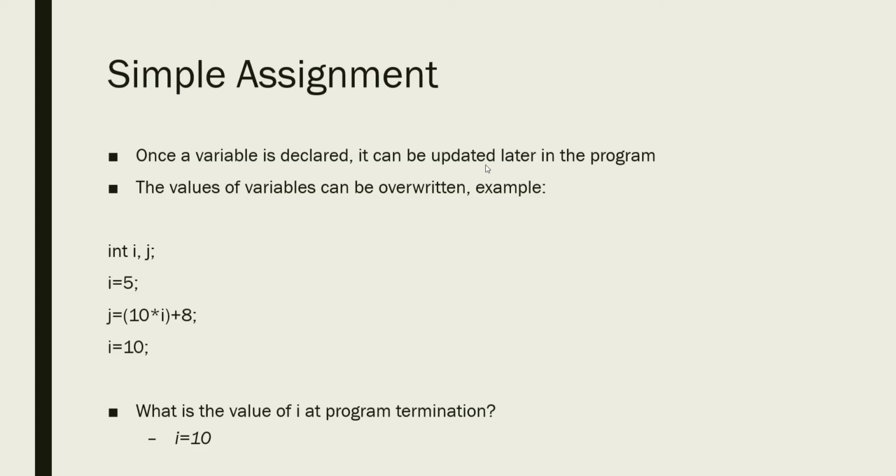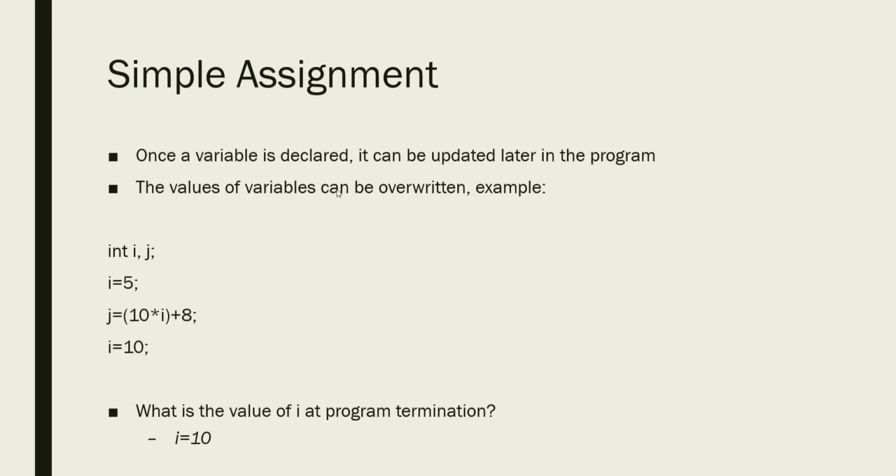So once a variable is declared, it can be updated later in the program. For example, I'm declaring i and j, but we can change the value of i later, or the value of j later, or the value of i again later. So here we're declaring i and j with no value, but here we're choosing to assign i equals 5. Here, j depends on i. So i is going to be 5, and at this point in the program, i is going to be 5. So this is going to be 58. It's going to be 5 times 10 plus 8, 58.